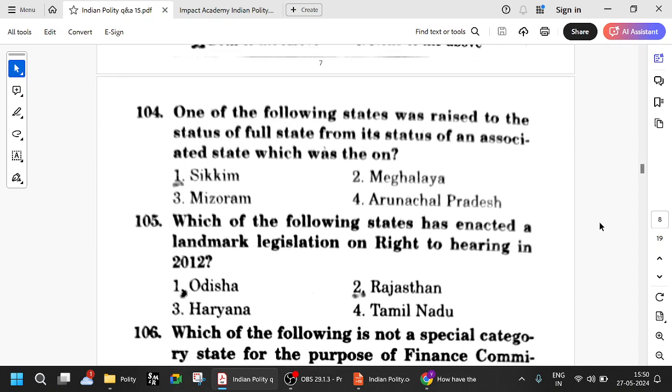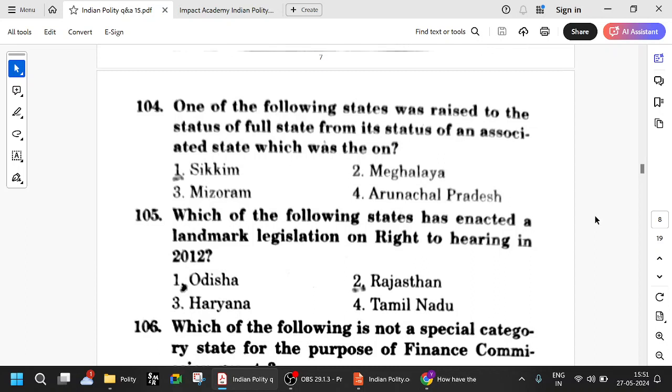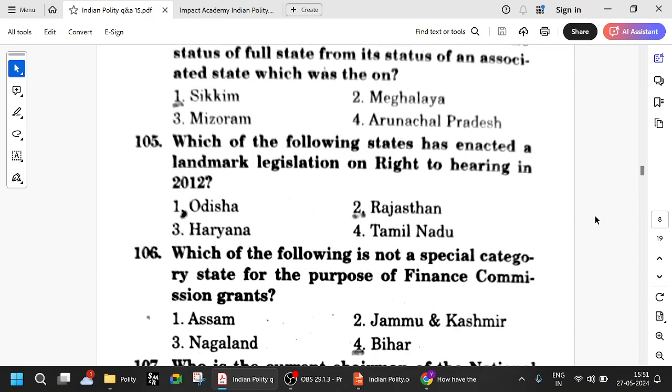One of the following states was raised to the status of full state from the status of associated state. So it was Sikkim. Sikkim initially was an associated state. Later it wanted to merge with India completely, and so it became a complete state of India. Which of the following states has enacted a landmark legislation on right to hearing in 2012? It is Rajasthan.